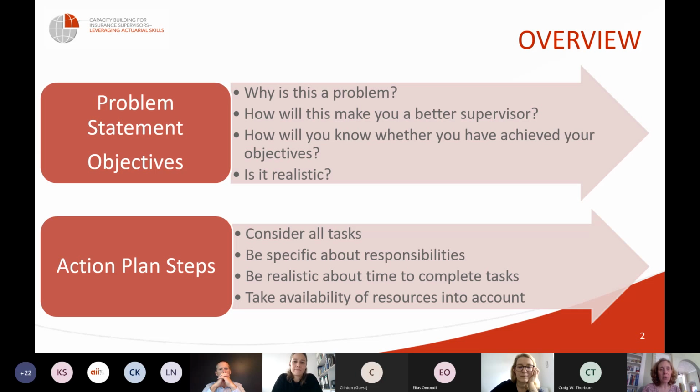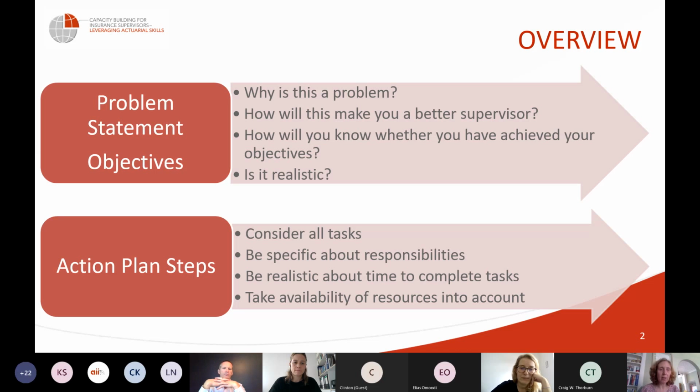And then another thing that's very important is there must be some sort of end to this action plan and to implementing this action plan. So how are you going to know when you've achieved those objectives? They need to be specific enough for you to be able to know, okay, our supervisors achieved these objectives, now we can move on to something else. And then we need to be very careful that we're being realistic.